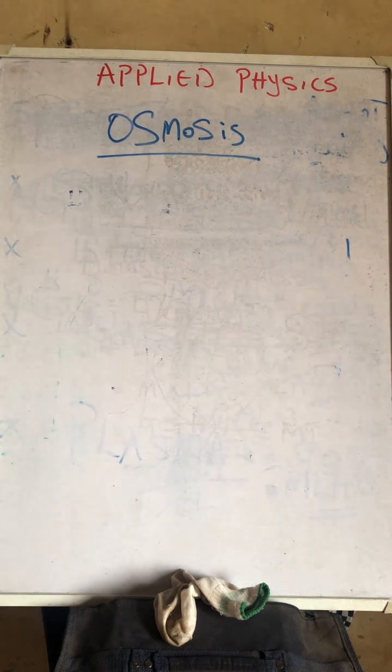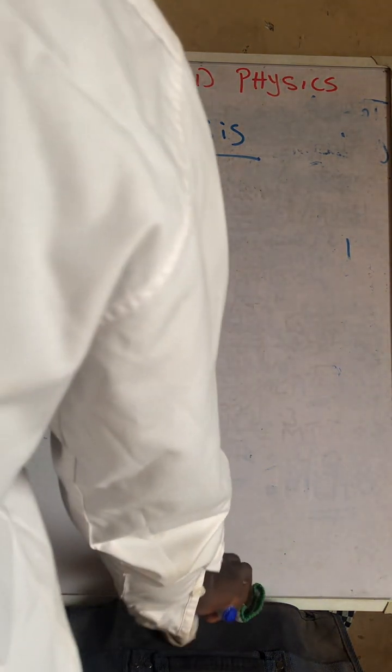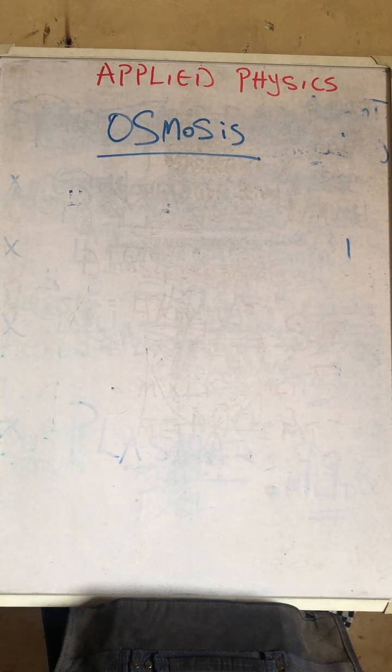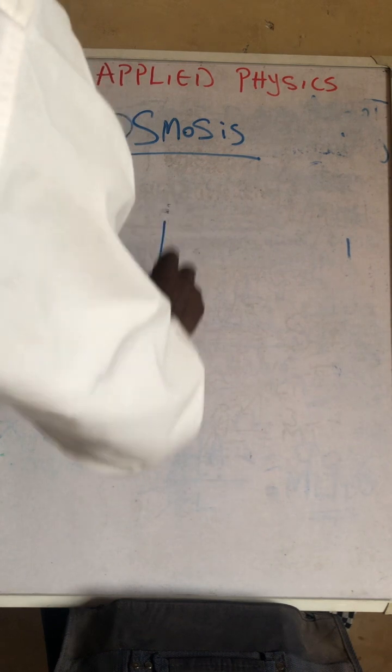Osmosis is spontaneous. When they say something is spontaneous, it means something happens naturally on its own. So osmosis is a spontaneous net movement of solvents. An example of a solvent is water. A solvent is anything that can dissolve a solute. Water, for example, is called a universal solvent.